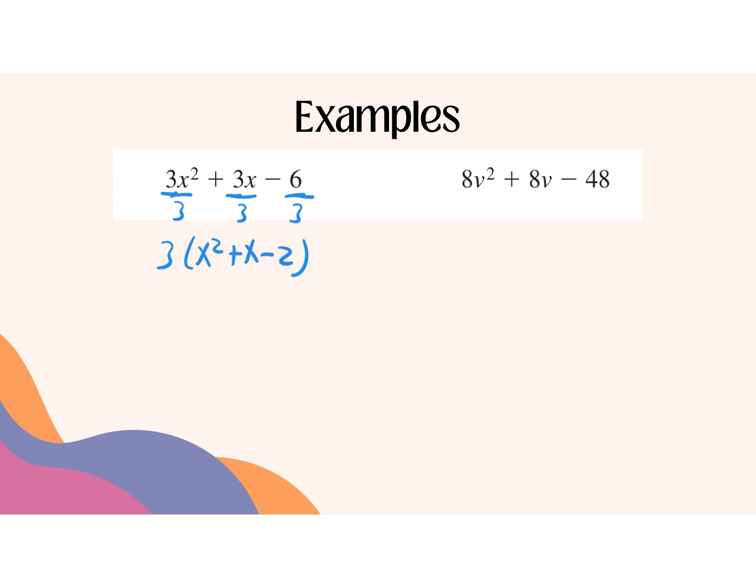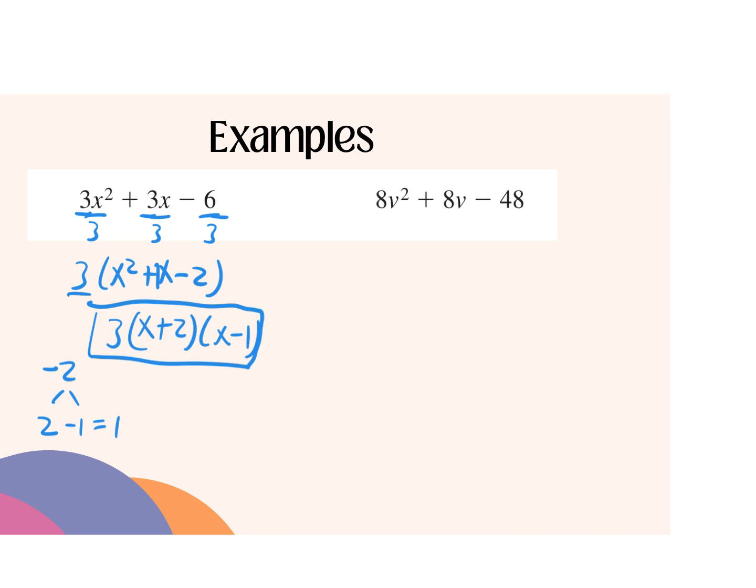All right, and then this trinomial on the inside you're able to factor, right? We want to find factors of negative 2 that add to 1. All right, so it's going to be a 2 and a negative 1. All right, so this is going to get us x plus 2, x minus 1. Don't forget there's a 3 out front, so I'm going to leave it out front.